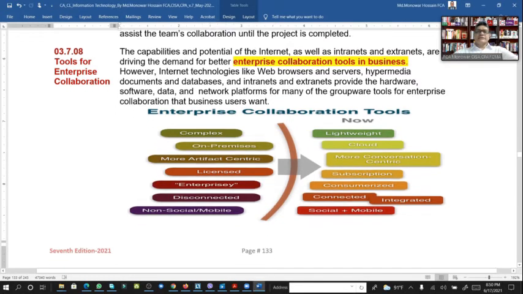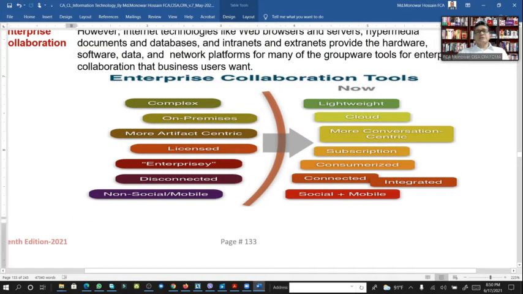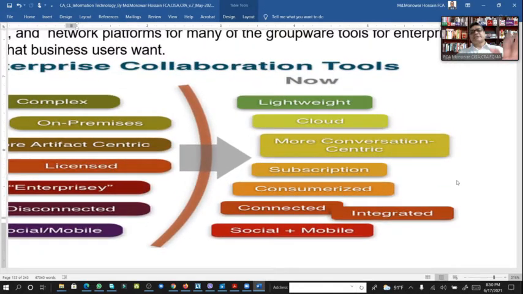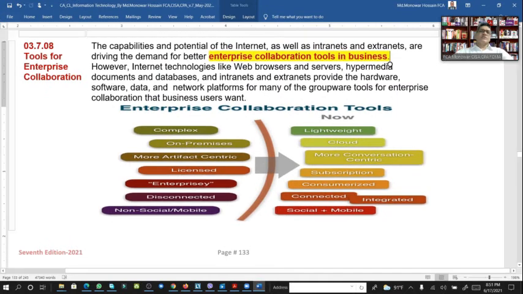And here, enterprise collaboration tools, for example, previously were complex and on-premise, that means licensed, encrypted, disconnected, with no social or mobile features, etc. But now they are lightweight and in the cloud, more conversational and subscription-based, that means connected, interrelated, with social media, mobile, etc., within the whole enterprise. That means these are the tools of enterprise collaboration at this moment.